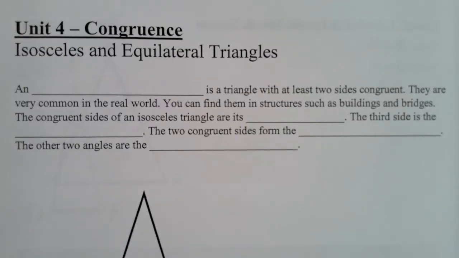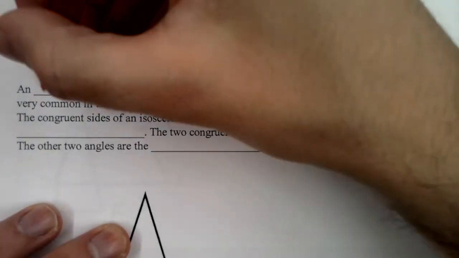All right, this is the next lesson in geometry. This is Unit 4, Lesson 4, Isosceles and Equilateral Triangles. So its first definition is an isosceles triangle.